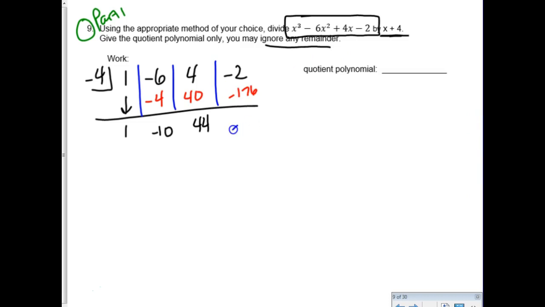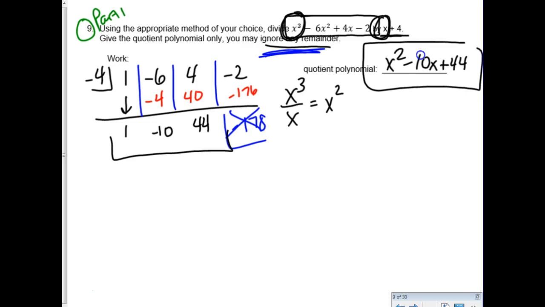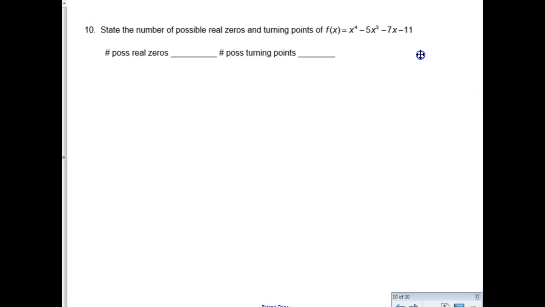So this is -178, but because that's the remainder and they said to ignore the remainder, I'm not going to worry about that part, but I do need to apply some variables to these coefficients. So you started with an x to the third and you divided by an x to the first. So what that tells me is that your lead-off coefficient is going to be an x to the second. So we have 1x squared minus 10x plus 44 as a constant, ignoring the remainder. So that wasn't too bad.